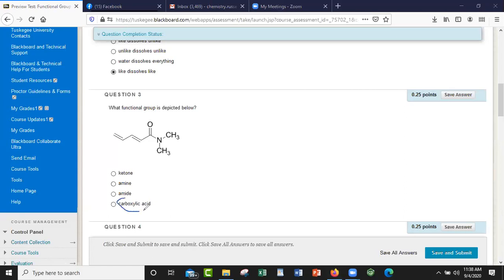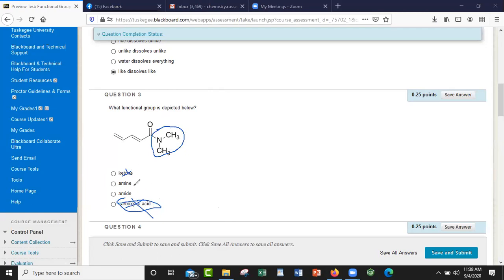Carboxylic acid. You want to rule that out? Why? What should this be right here in order for that to be an acid? A hydroxyl group. Good. So we rule that out. What should this be in order for this to be a ketone? A carbon. Good. Let's rule that out.